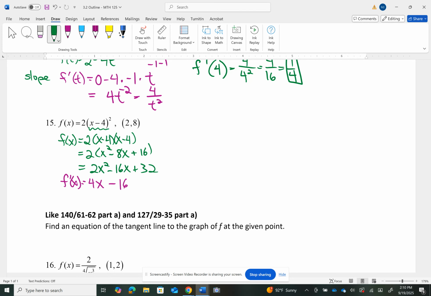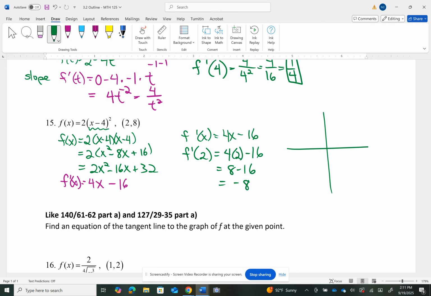All right, so now I'm ready for the next part. So here's the derivative formula, and that gives me a way of finding out what the slope is at any point on the original function. All I got to do is plug in 2 and see what the slope turns out to be. And I see that when I'm at the point 2, 8, the slope of the curve is going to turn out to be negative 8.